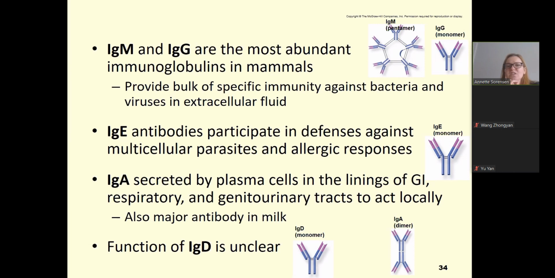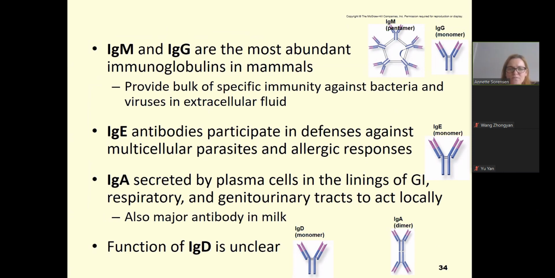You can see up here that the IgM is a pentamer, and the IgG is a monomer, as you can see over here. Now, IgE, again you can see that here, is a monomer, and it participates in defenses against multicellular parasites. It's also really important in allergic responses.